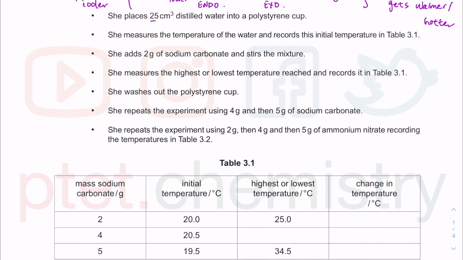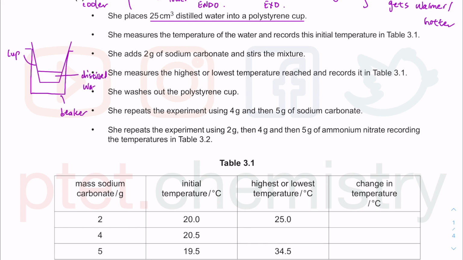This student places 25 cl of distilled water into a polystyrene cup. A polystyrene cup is one of those containers you can put hot drinks in, but they are very unstable on their own. So usually we put them inside a beaker. A beaker has a flat end and is therefore more stable than a polystyrene cup. So there's our cup, which is the one inside. We have some distilled water, and that is the first step. Then you put in a thermometer to measure the temperature of the solution.